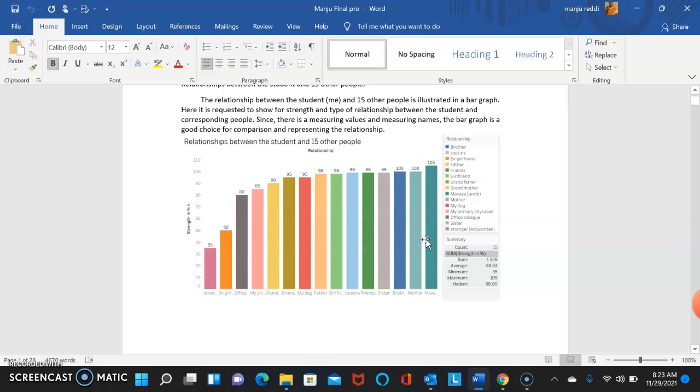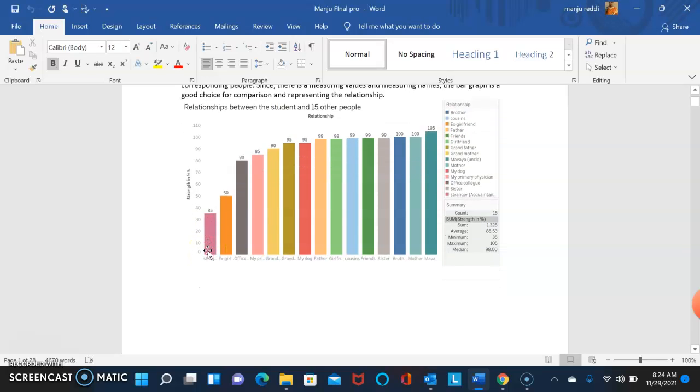It's just showing the relationship and the comparison between each person for the student. And the lowest, coming to a stranger, it's around 35%. And finally we have our uncle, who is related to the student. It's 105. We have taken the 105 because we have a good relationship with the uncle.